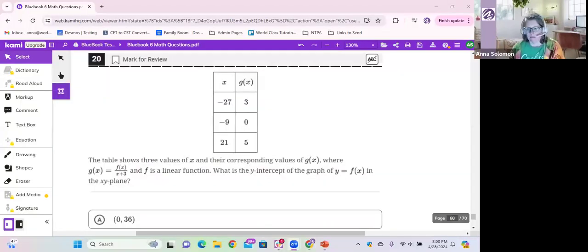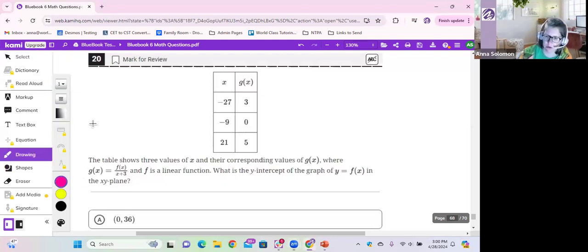Number 6, second module of math, the hard version. We are moving on to number 20. With this one, we've got g of x, where g of x equals f of x over x plus 3.